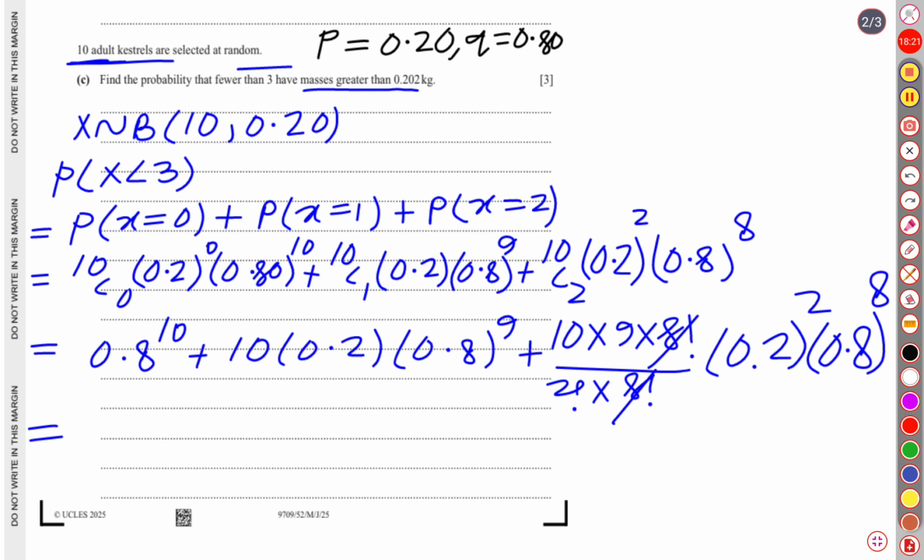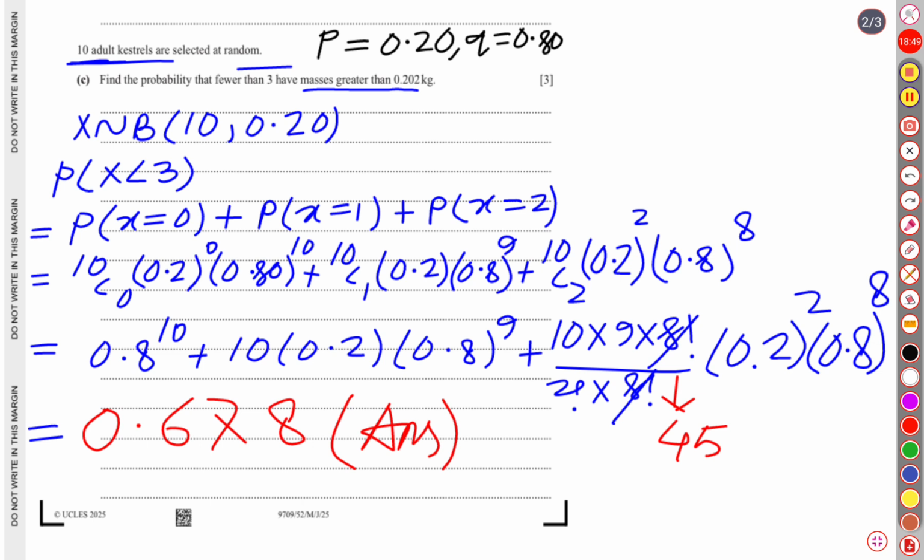Now using our calculator, the probability is going to be 0.8 raised to 10, plus 10 into 0.2 into 0.8 raised to 9, plus 45 into 0.2 squared into 0.8 raised to 8. So finally our probability is going to be 0.678. Okay, so this is our probability. Let's see the next question.